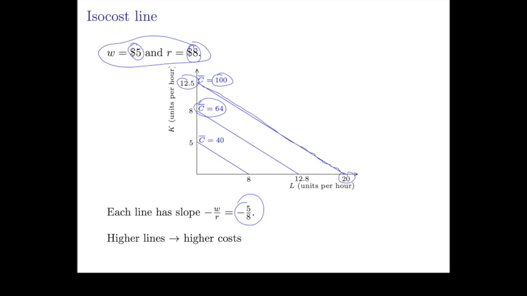Similarly, for C bar equals 64 and C bar equals 40, we would get these straight lines of slope minus 5/8 and the corresponding intercepts. Of course, the higher the line, the higher the cost. These bundles of inputs all cost 100, whereas these all cost 40. So the higher you go, the more expensive the bundle of inputs. Now, the goal here, if we want to find the cost function, is to find the cheapest way to produce Q units of output.